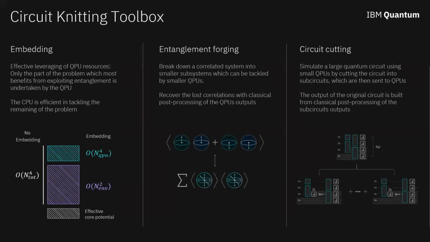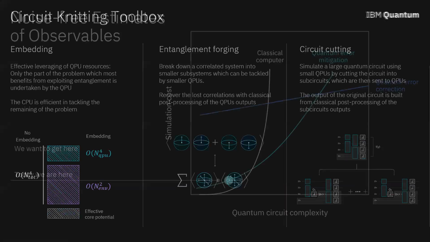I mentioned this circuit knitting toolbox, and there are three different components: embedding, entanglement forging, and circuit cutting. This is the idea which you use when creating your code. For the sake of the time of our presentation, I will not focus on them. I'm just showing you what we have and what you can use during your experiments with the quantum systems, and how you can break down a more complicated system into smaller problems, and then send them to smaller processors to use the parallelization of the computation inside our system.